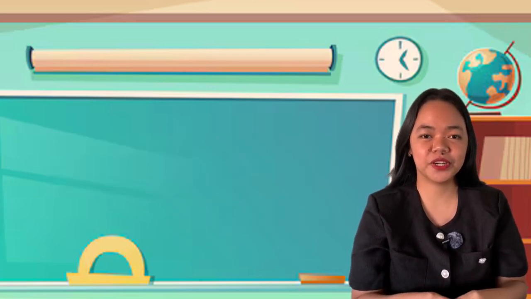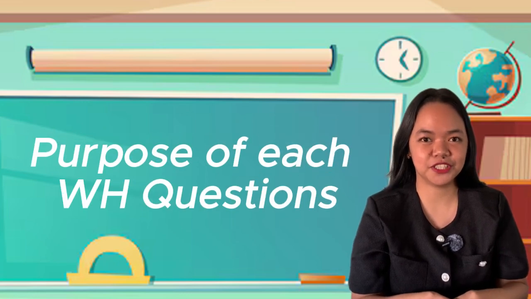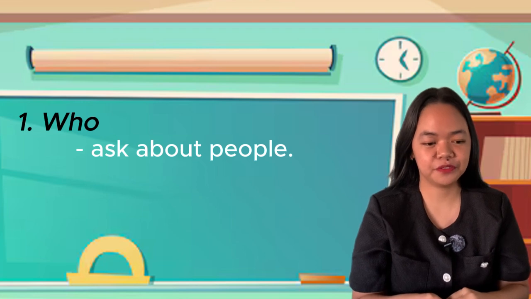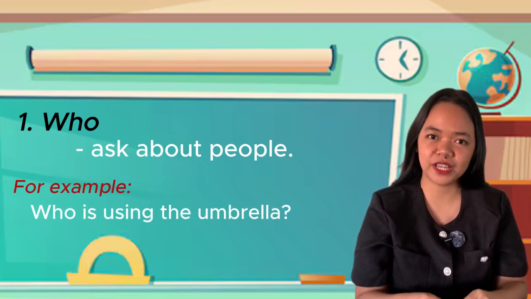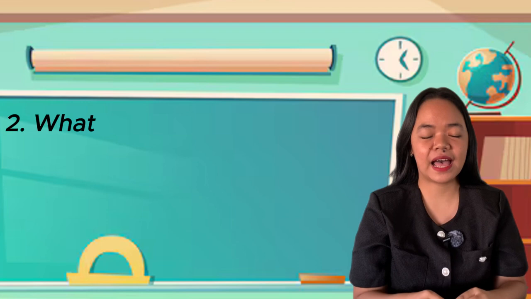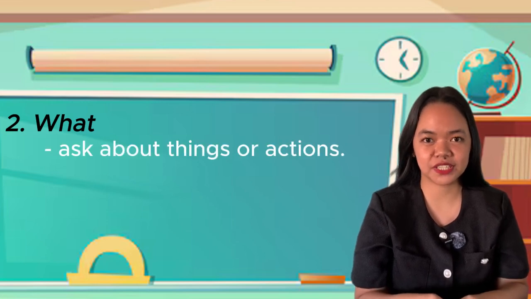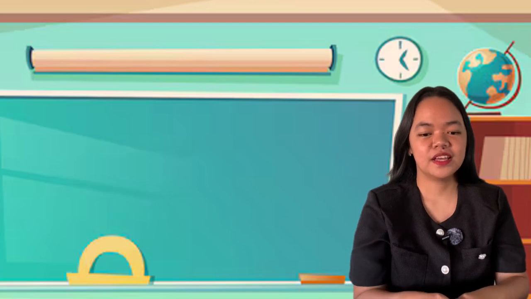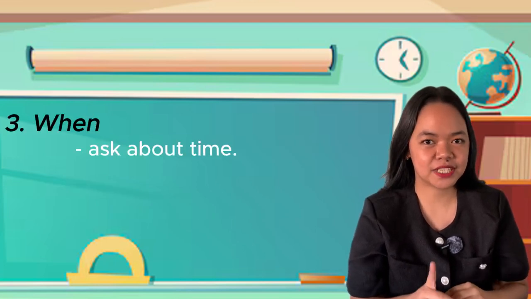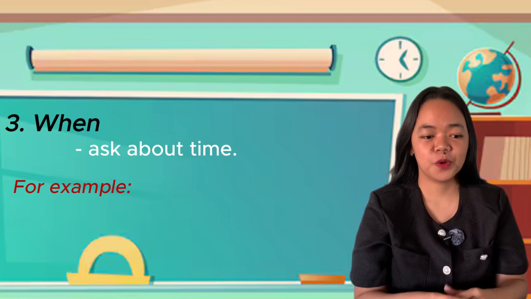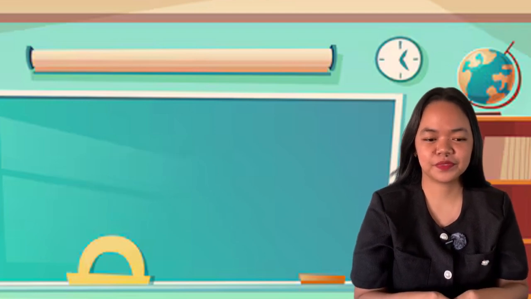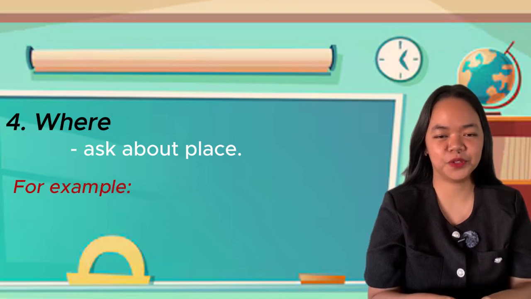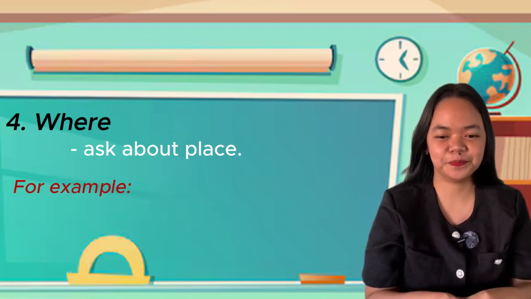Now let us explore the purpose of each WH question. First, who asks about people. For example, who is using the umbrella? Second, what asks about things or actions. For example, what is inside the bag? When asks about time. Example, when do we use this? Where asks about place. For example, where can you find it?